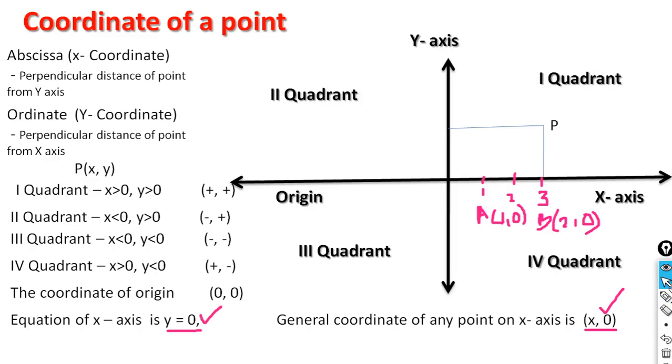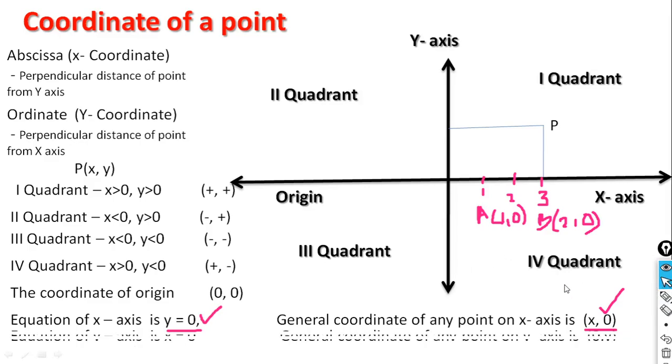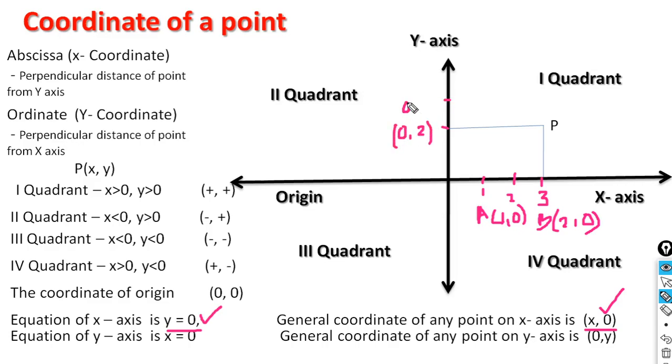Similarly, if I take the example of the y-axis, suppose this is the point 2, and we want to write its coordinate. We are not moving right or left, so x is 0, y is 2. Suppose this is the point 3, this will be (0, 3). It means on the y-axis, x is always 0. So the equation of the y-axis is x = 0. And the general coordinate of any point on the y-axis is (0, y), because on the y-axis, x is always 0.